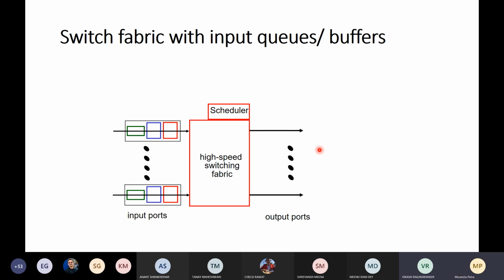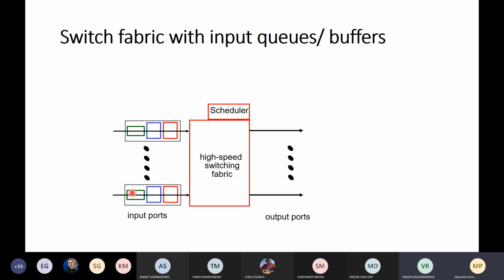Okay, now as I was telling you, we will have to see how it works out if I have a switch fabric with buffers at the input ports, and how it works out if I have buffers at the output ports. So like that we have to see.